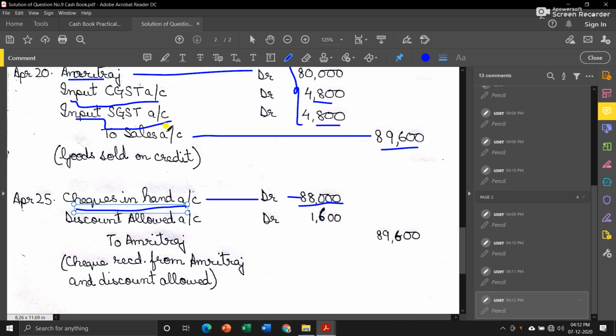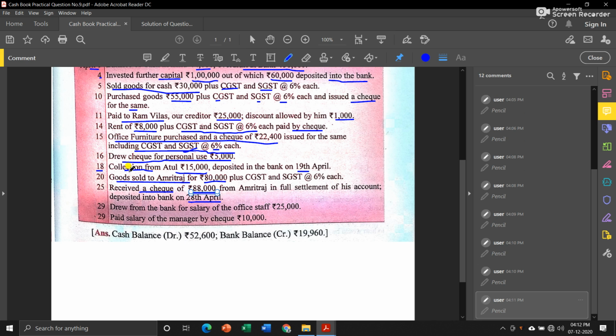earlier when we sold goods to Amrit Raj, we were supposed to receive 89,600 from him, but we received only 88,000. That means we allowed him some discount, so discount allowed account will be debited, and 89,600 minus 88,000 is 1,600, and altogether Amrit Raj was supposed to pay us 89,600. Then come to the second part of this transaction.